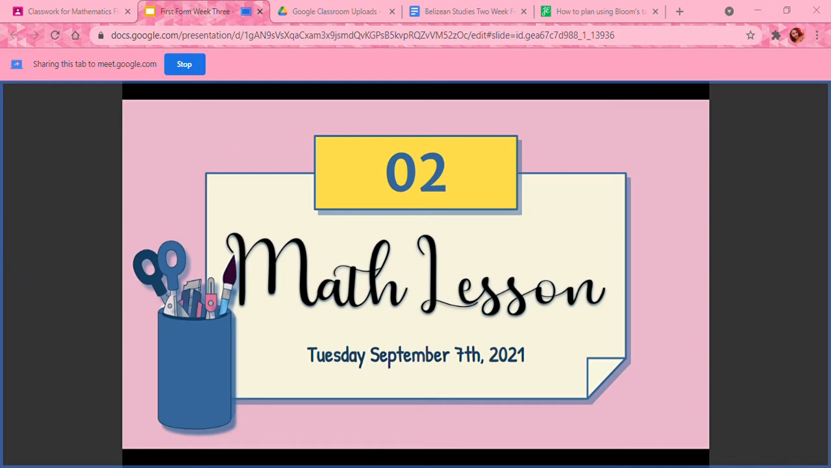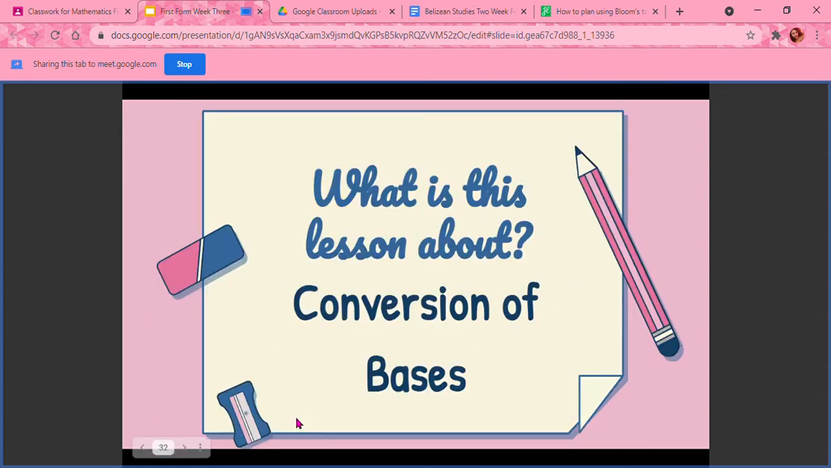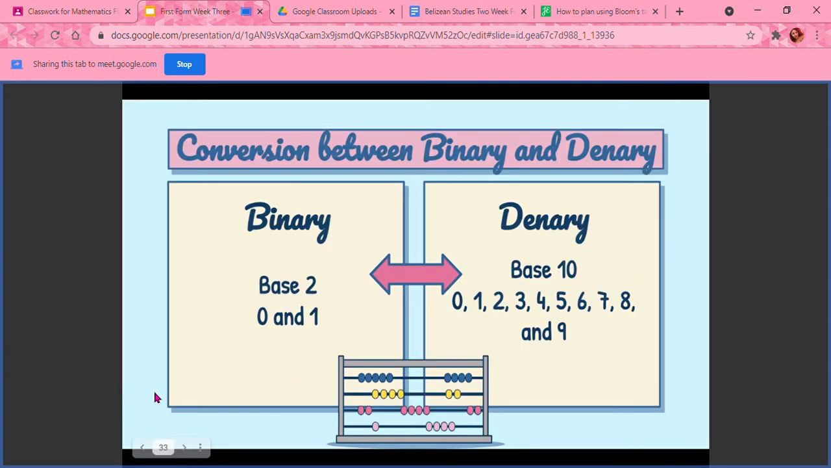All right? So now, what we're doing today is conversion of bases, and like I mentioned, we want to convert binary to denary and then denary to binary. So I want to change a base 2 number to a base 10 number, and then I want to change a base 10 number to a base 2 number. And that is what the objectives are for today. All right?